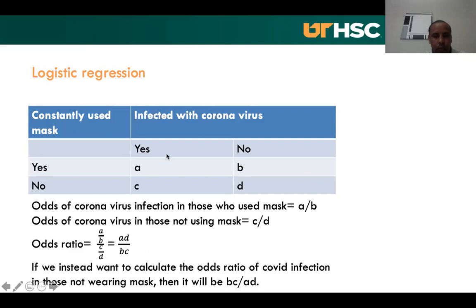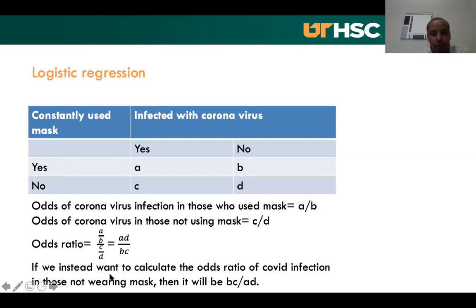And if you put the numbers in here as A, B, C, and D, these stand for the number of people who constantly used a mask but still got infected, and those who were not infected. And then we have AD over BC, another amino divided by before Christ. You can easily remember it with that abbreviation.